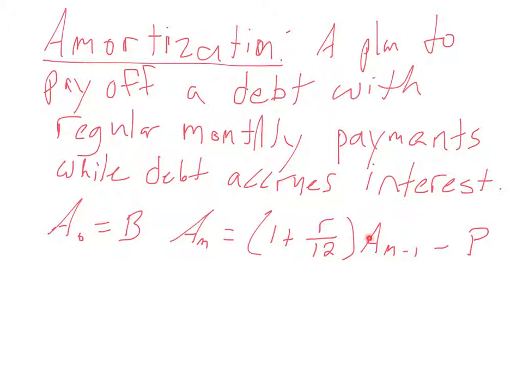And then after they've added on that interest, you take away your payments. So you don't get to do the payment first and then do the interest on what's left over. They do the interest and then the payment gets taken off afterwards. And so that's how amortizations work. Once again, the recursive part of this formula is valid for n greater than or equal to 1. For n equals 0, we have our B, the amount we started with.